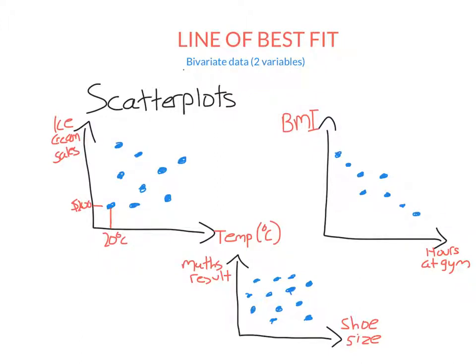So note, we normally have the independent variable on the x-axis. Remember, a variable is one of the things we're measuring. Independent means it doesn't depend on the other. For example, in the first one, the temperature outside doesn't depend at all on how much ice cream is being sold. But the amount of ice cream being sold depends on the temperature. Similarly, in the second one, your number of hours spent at the gym doesn't depend on your BMI, but your BMI is influenced by how often you exercise, and so on.